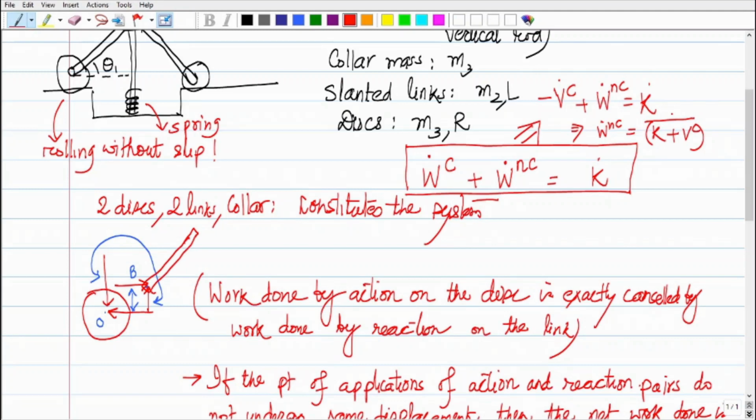So this is the rate form, and then you also have the integrated form, in which case we simply have Wnc is equal to (K plus Vc) 2 minus (K plus Vc) 1. So work done by a non-conservative force in going from state 1 to state 2, that's simply the total energy at state 2 minus the total energy at state 1. Alright?